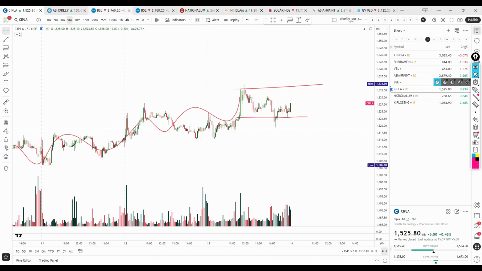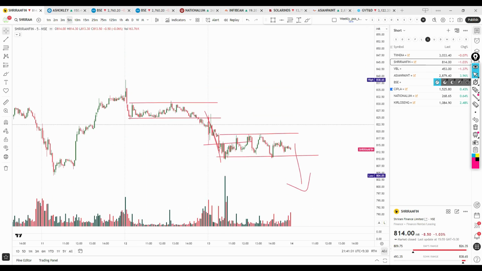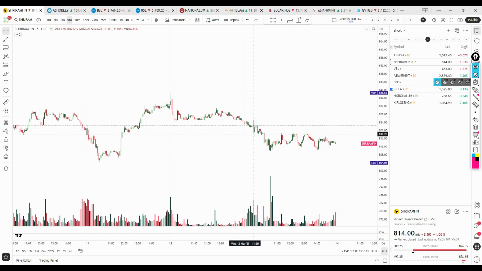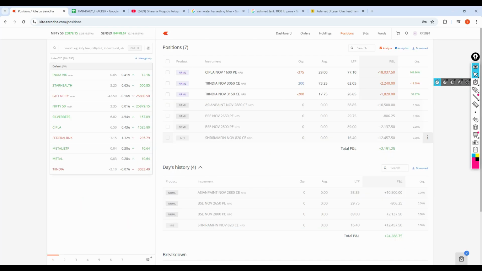First, let me go to Shriram Finance. Shriram Finance, I initiated the trade here, somewhere here, and made some amount. I made 12,000 rupees today.